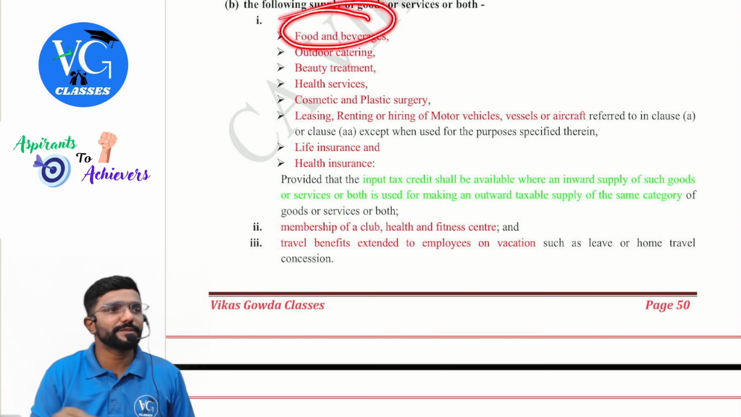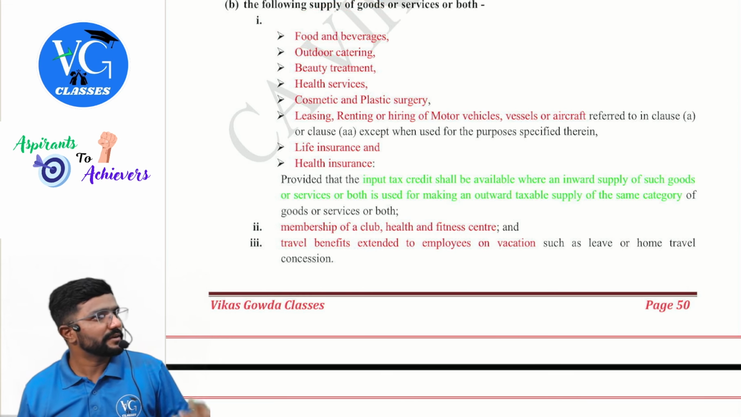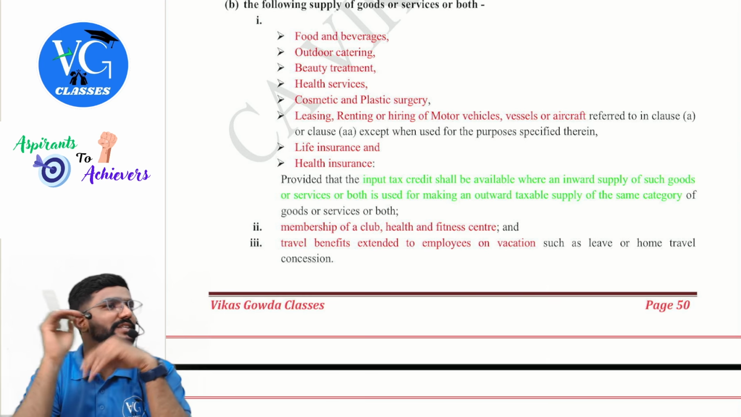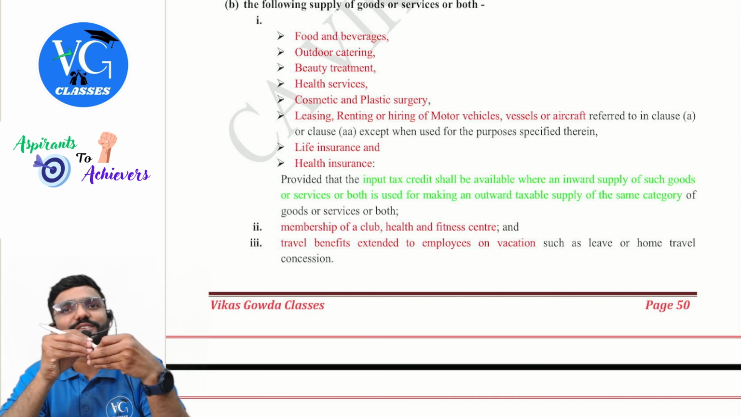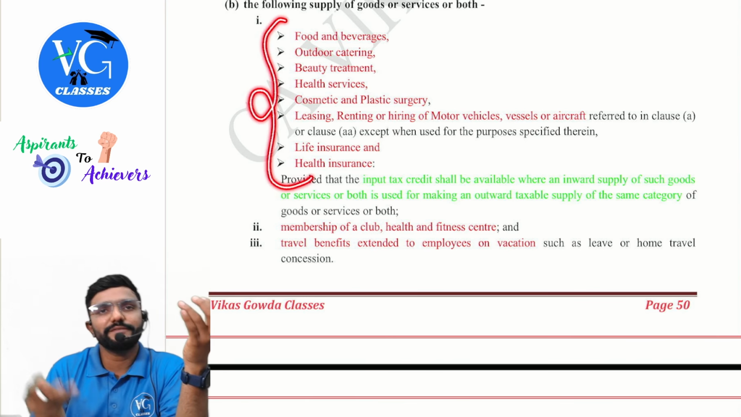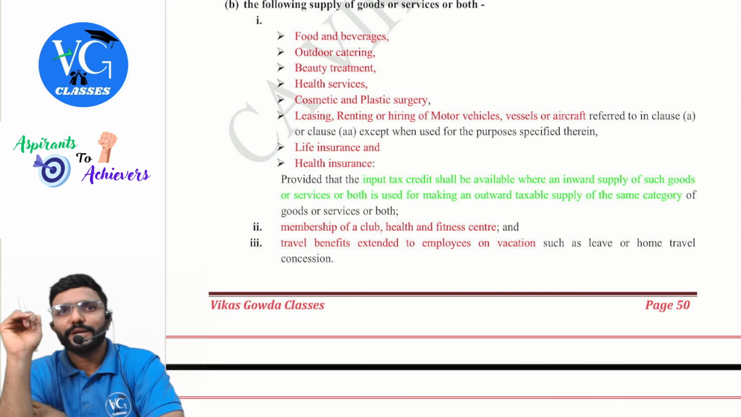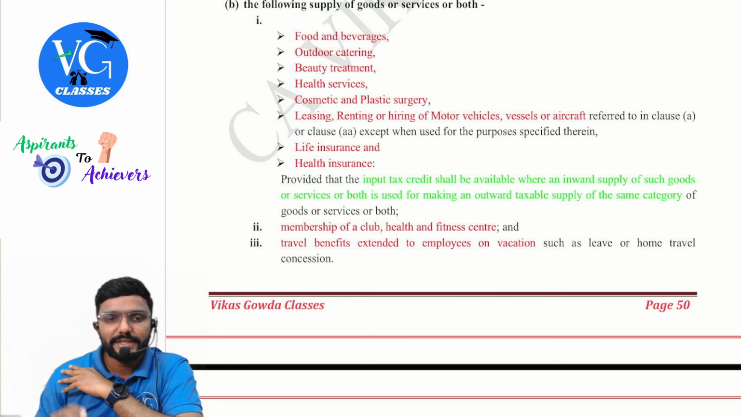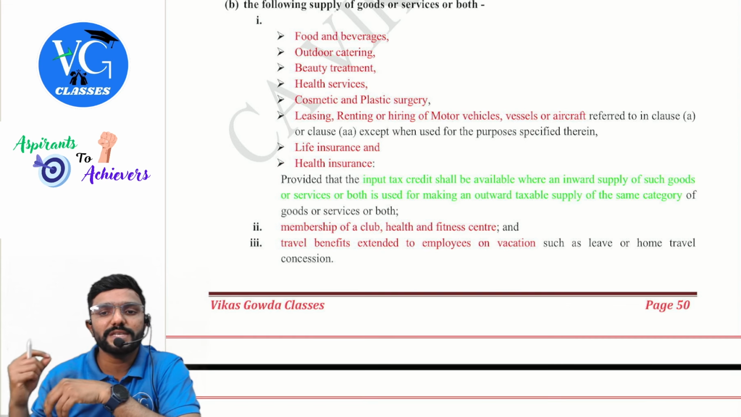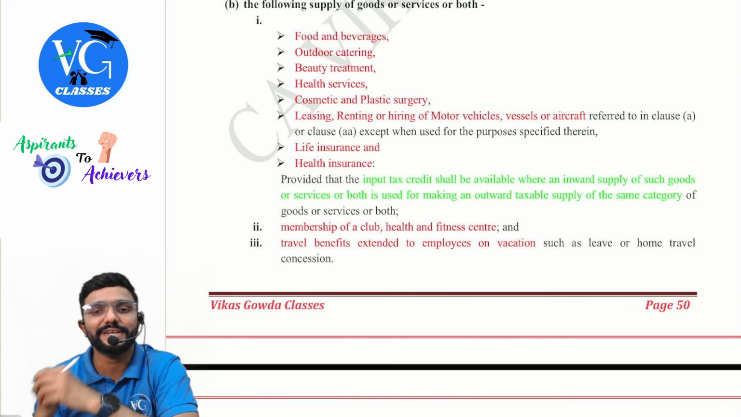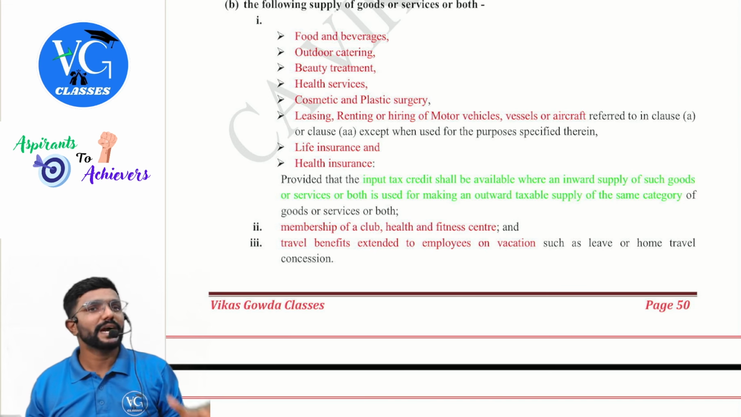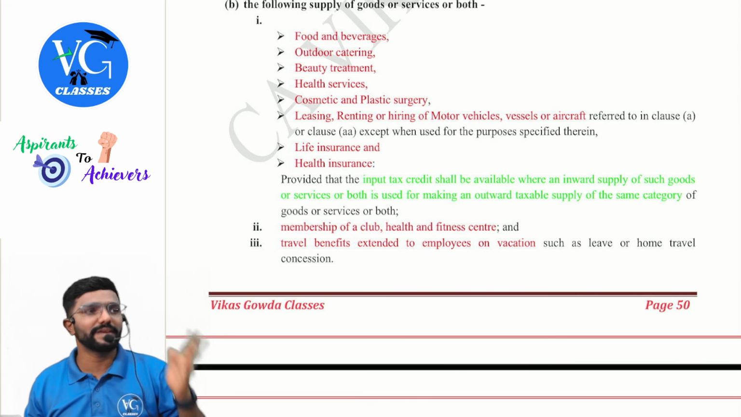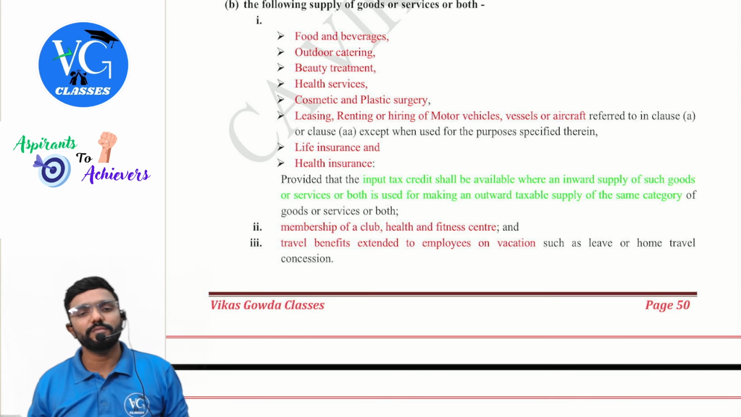For example, I have purchased food to sell food further, to sell it in my canteen or restaurant. Can I claim the credit? Yes. Sir, I have purchased the food to consume myself or to give it to my employees. Can I claim the credit? No. So, if the following is taken for consumption of me or my employees, no credit. But if it is for further supply, can we claim the credit? Yes. So, I have given it here. Provided that the input tax credit shall be available where inward supply of such goods or services or both is used for making an outward taxable supply of the same category. I purchased food and selling food, purchased snacks and selling snacks, purchased beverages and selling beverages. Claim the credit. Or goods or services or both, guys.